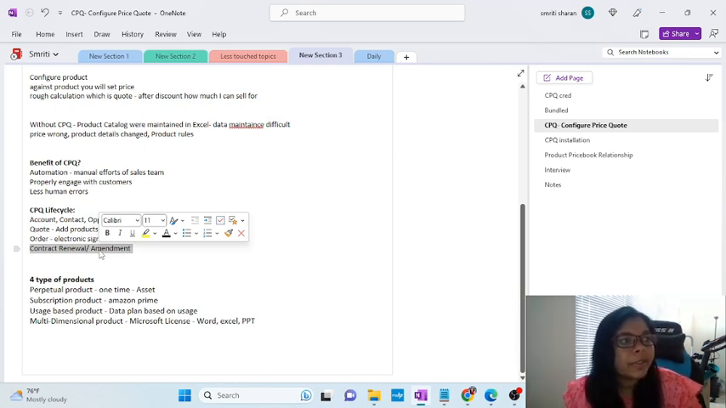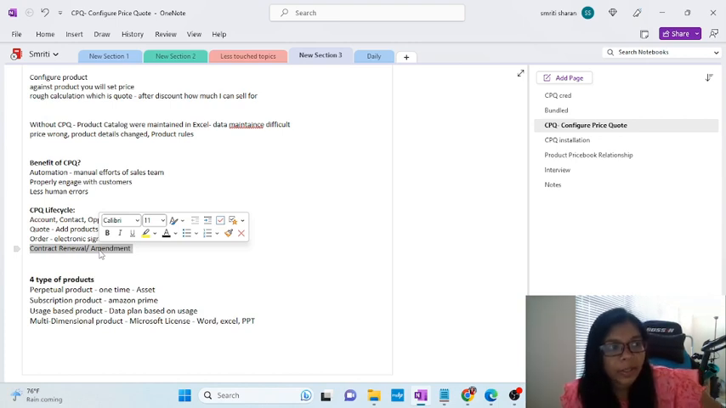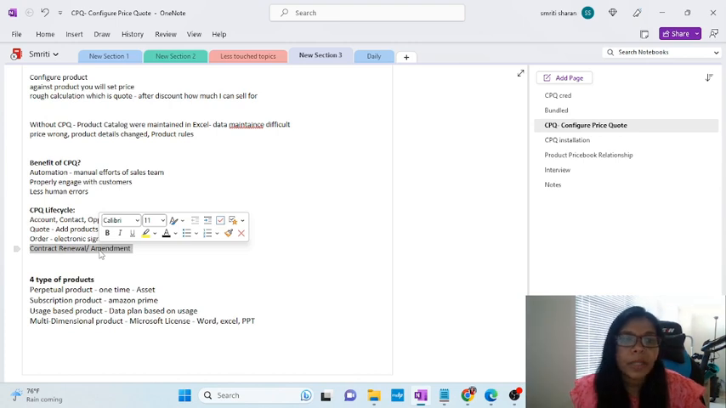Contract renewal is like, I have purchased the product, I have taken the subscription of the product, and I want to increase the time, like instead of 1 year, now I want to renew it for one more year. So that is renewal. And amendment is changing of the contract. Anything which we want to change in the contract is a contract amendment. So that is the whole CPQ.